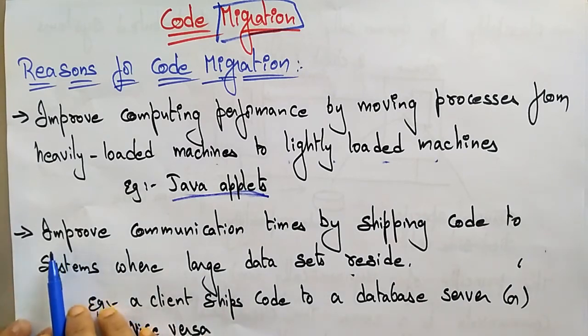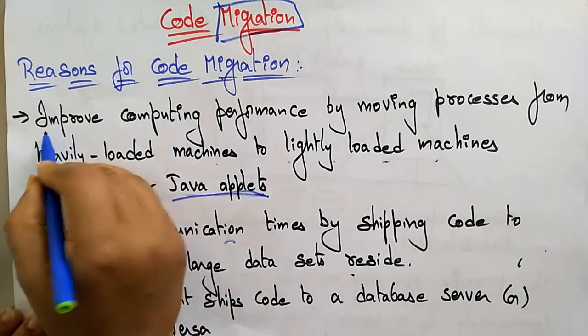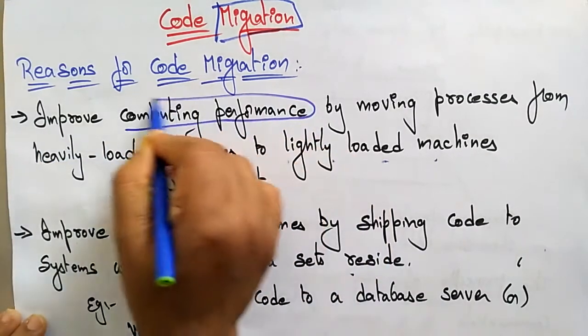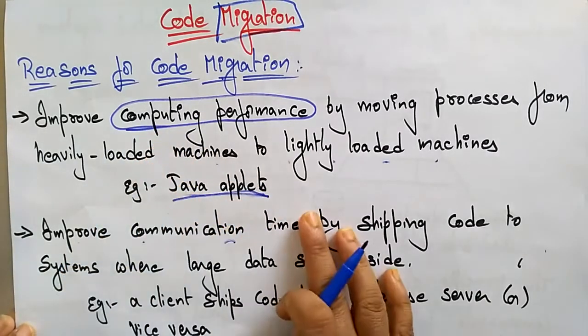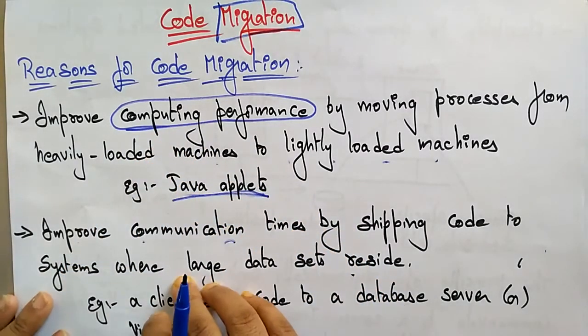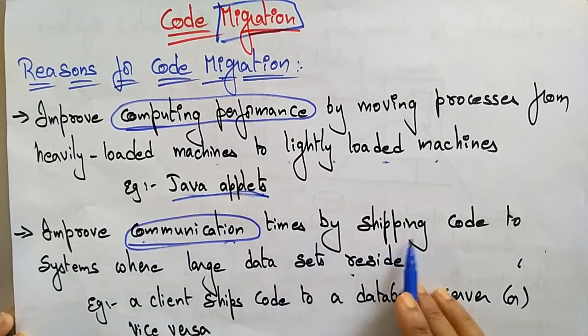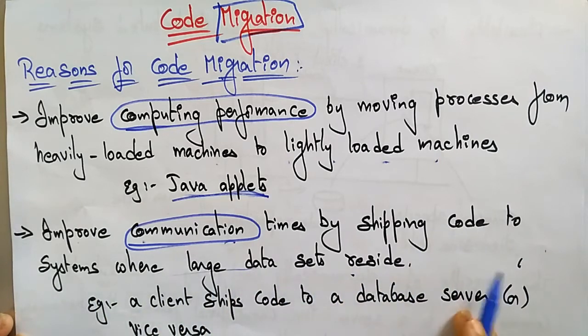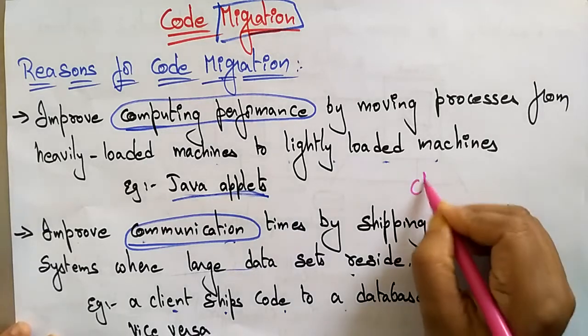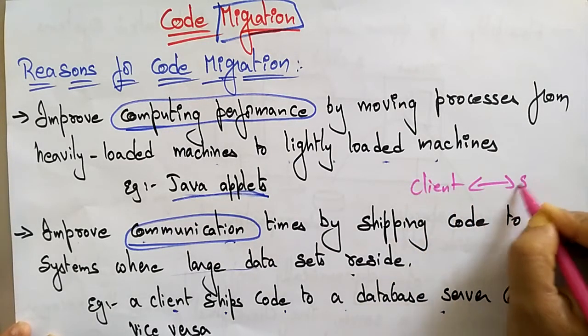Another reason for code migration is that it improves communication. So the first reason is improving the computing performance, and another reason is improving communication. It improves communication times by shipping code to the system where large data sets reside. The example for this is a client shipping code to a database server or vice versa. So you can ship the code from client to database server or database server to client. It's a way of communication from client to server.